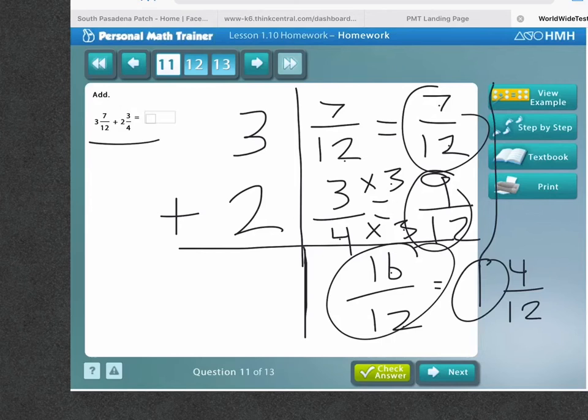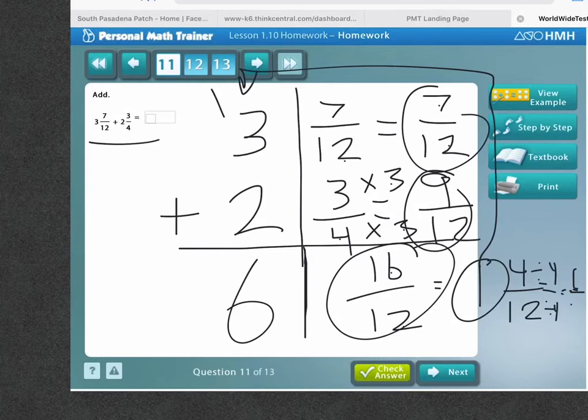You take that one whole and you regroup it into your wholes, and you end up with 6 wholes and 4 twelfths. Now 4 twelfths can be simplified because both 4 and 12 have a common factor of 4. So you divide them both by 4 and you end up with 1/3. So your answer should be 6 and 1/3 in simplest terms.